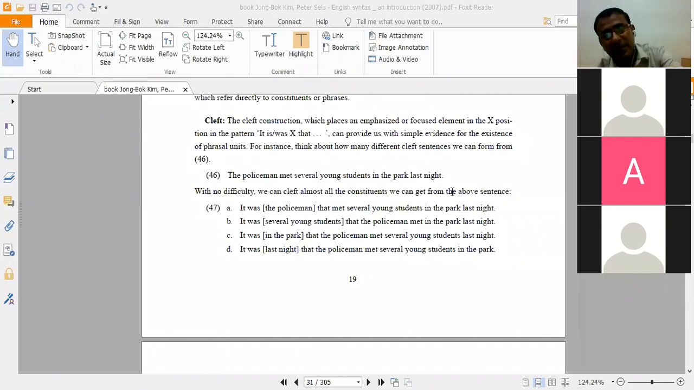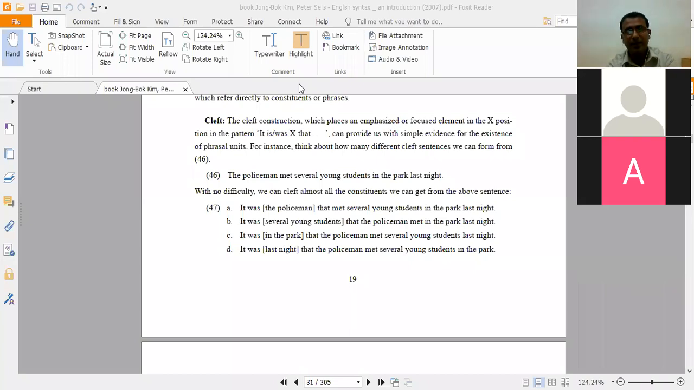So from every constituent, noun phrases, verb phrases, adjective phrases, from every constituent we can make a new sentence. First of all we have got a noun phrase, the policeman. So with no difficulty we can cleft almost all the constituents we can get from the above sentence. So we can say it was the policeman. From the policeman we have made a cleft sentence. It was the policeman that met several young students in the park last night.